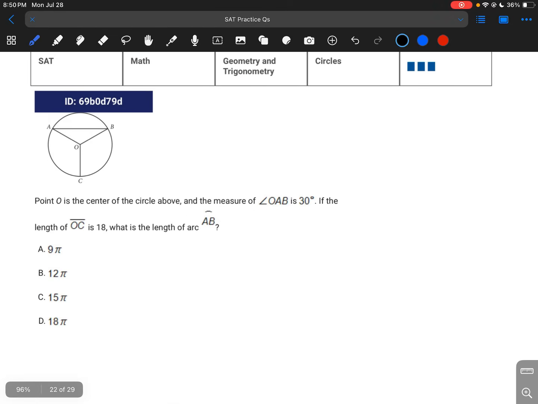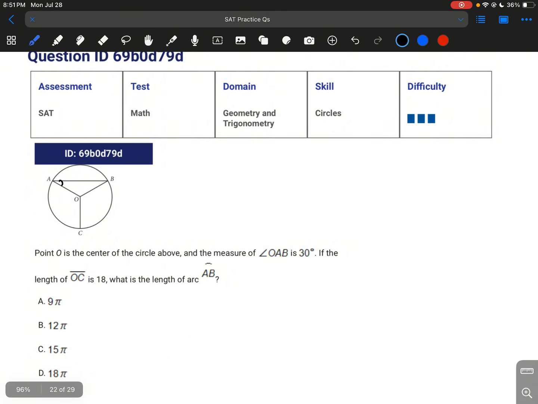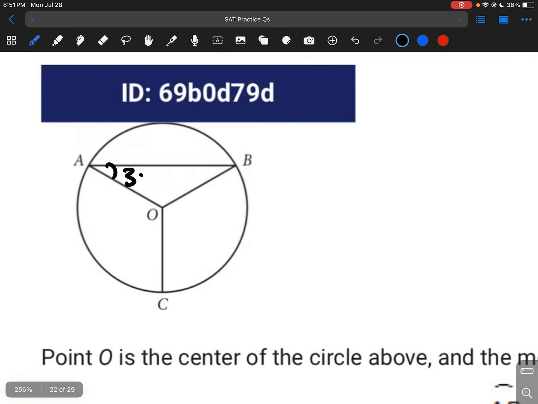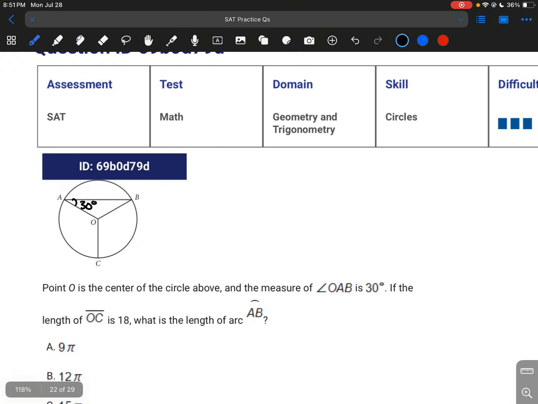So for this question, we're told that point O is the center, and angle OAB, which would be this angle, is 30 degrees. And if OC is 18, the radius is 18, what is the length of this arc AB?